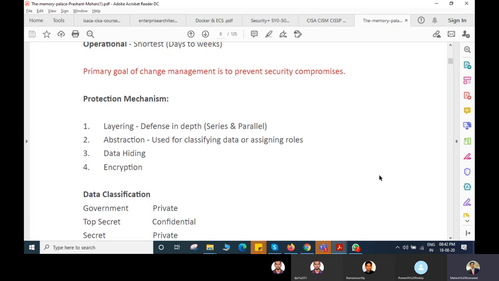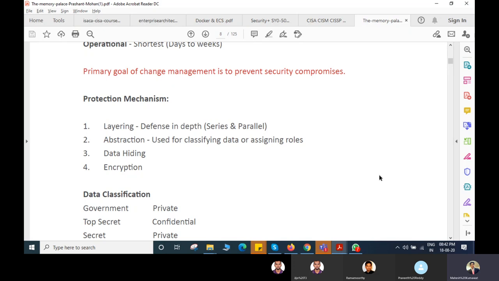So we're going to classify the data. Suppose the nuclear deals and defense data are very secure and very confidential data. As per the classification of the data, you provide security, and then you assign roles and responsibilities on it. We have different types of roles, responsibilities and accountability on the data, and we have to classify the data in different ways.